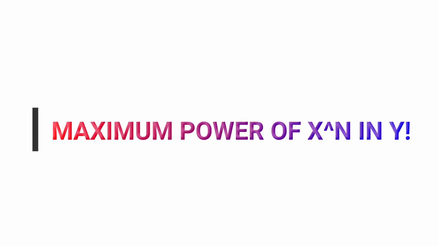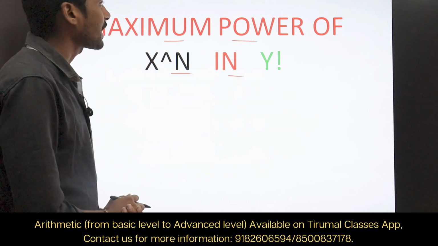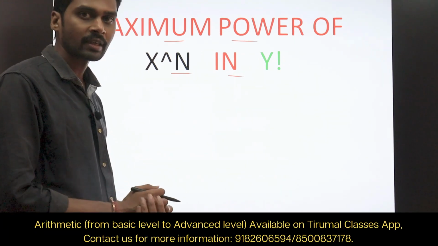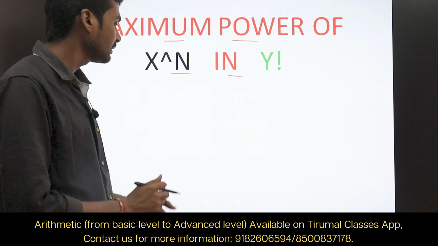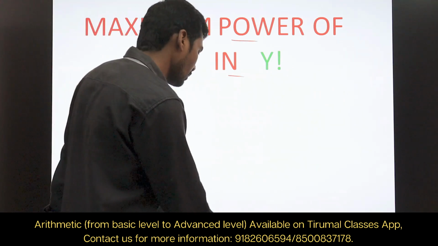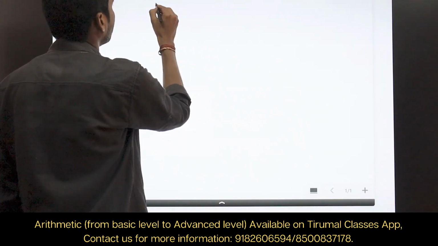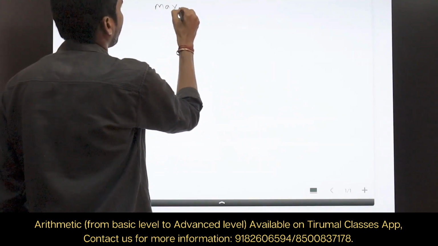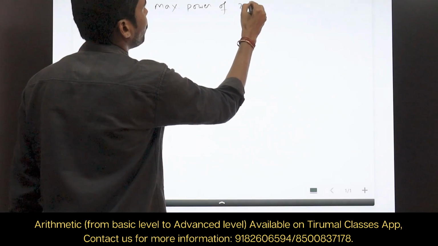Today in this session we are going to learn about the most important topic in the number system, which is the maximum power of x^n in y factorial, or the highest power of x^n in y factorial. What does it really mean? Suppose I ask you what is the maximum power of 2 in 10 factorial.